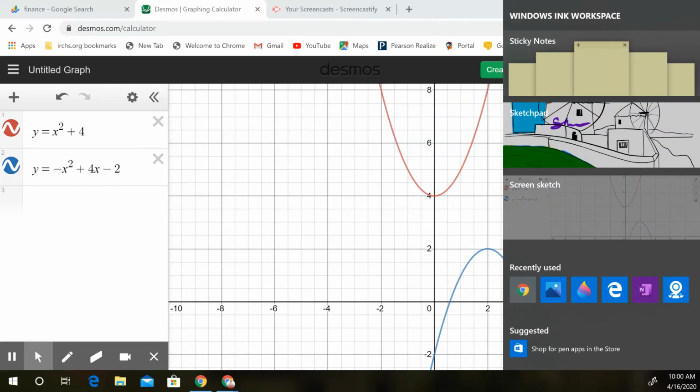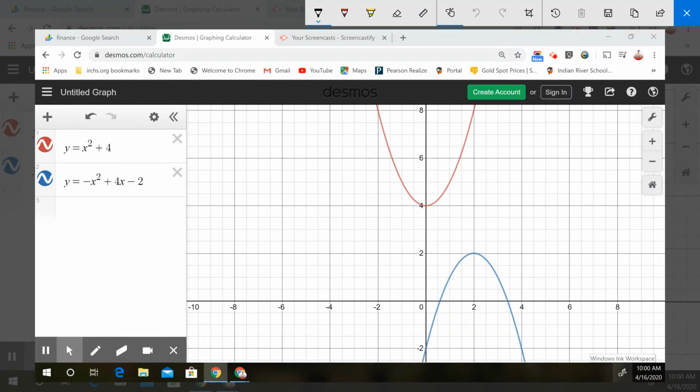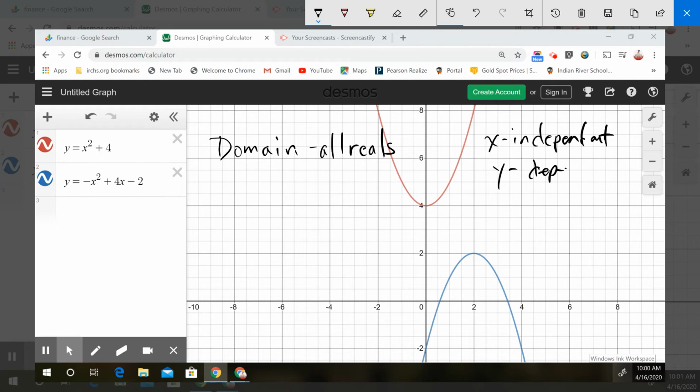Okay, now we're going to talk about the effects that A has on domain and range. Last video we talked about the domain of the quadratics that we're working on is all reals because you can pick any x value you want. Remember, x is independent, so you can choose what you want for x, but y depends on x, so it's dependent. Always, the y value is dependent on x. But the range changes depending on what A is.